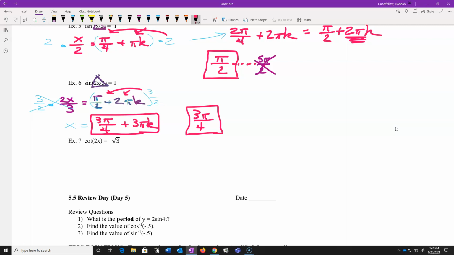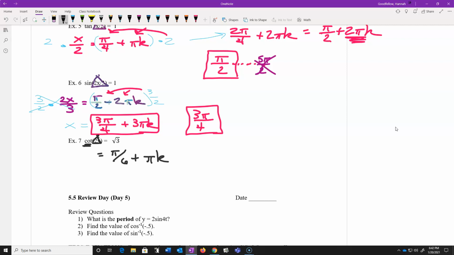Okay? Now, the last one that's listed here happens to be a cotangent. We don't get a lot of practice on this. Again, you're going to think of it as a delta that goes inside there. And you can be like, okay, when does cotangent equal root 3? Well, tangent would equal root 3 at pi over 3. So this answer must be at pi over 6. So the answer is going to be pi over 6 plus pi k is where it's going to actually happen.